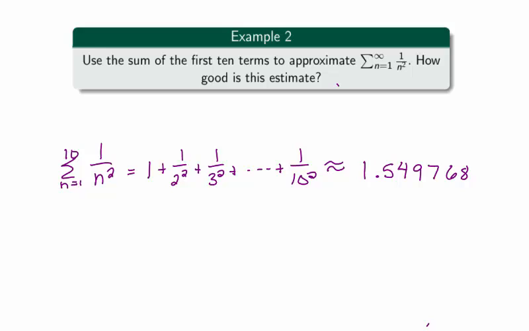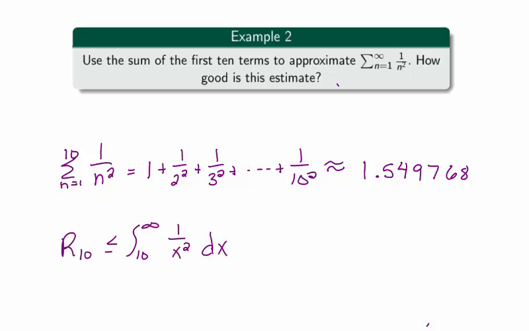The sum of the first 10 terms is the sum n equals 1 to 10 of 1 divided by n squared, which equals 1 plus 1 over 2 squared plus 1 over 3 squared, all the way up to 1 divided by 10 squared, which is approximately 1.549768. To verify how good of an estimate this is, we need to compute the remainder R10.